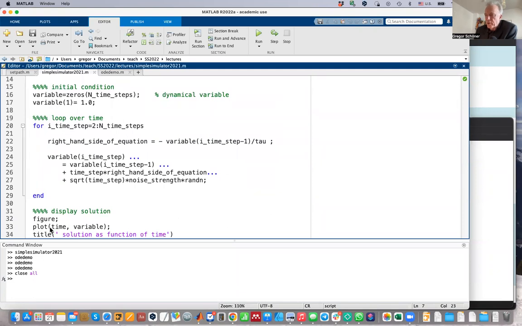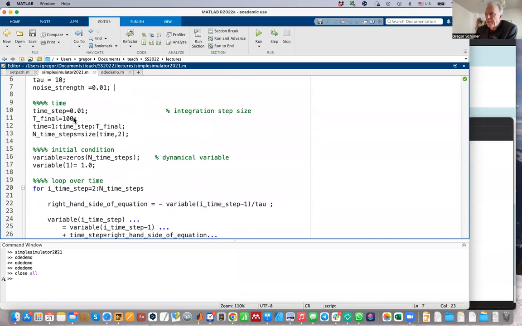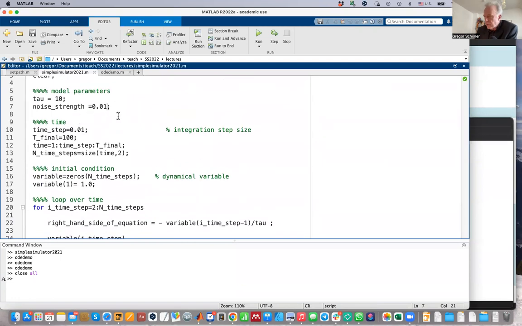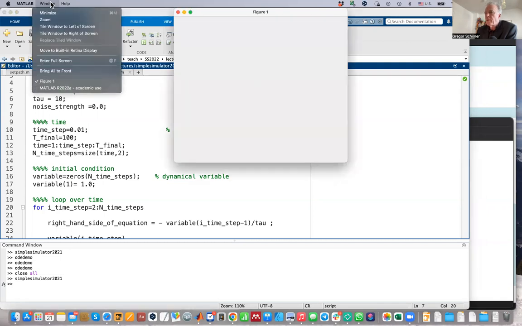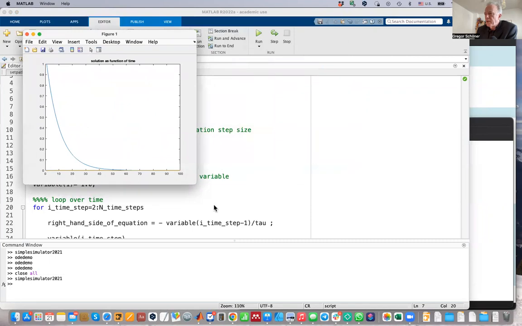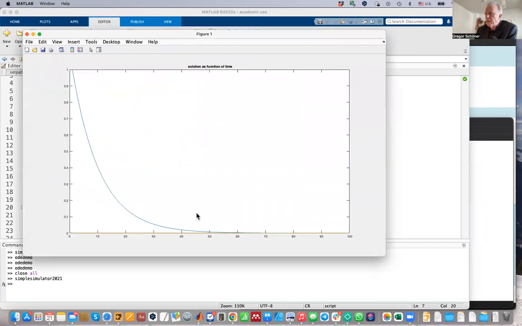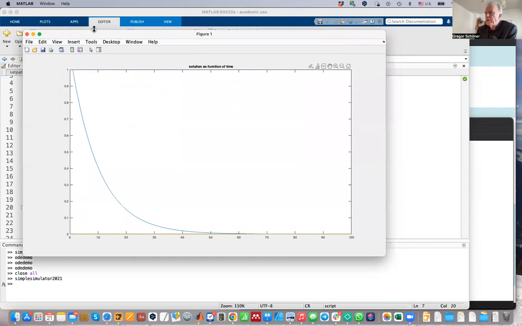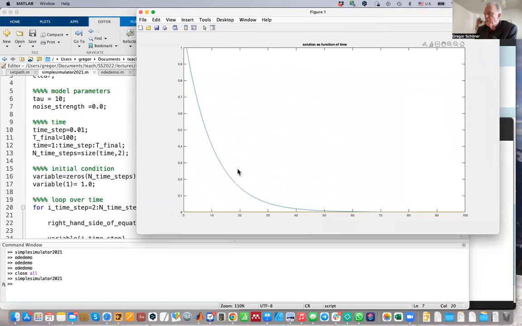And so here in this case, we're just plotting the solution, the time on all these time steps and the variable at the same moments in time is plotted here. And actually, let me turn off noise because I didn't explain that. So if we run that, it will produce a figure. It takes so long. Ah, there we go. So here is time in discrete time steps, and that's the initial value here, and it just relaxes like that.